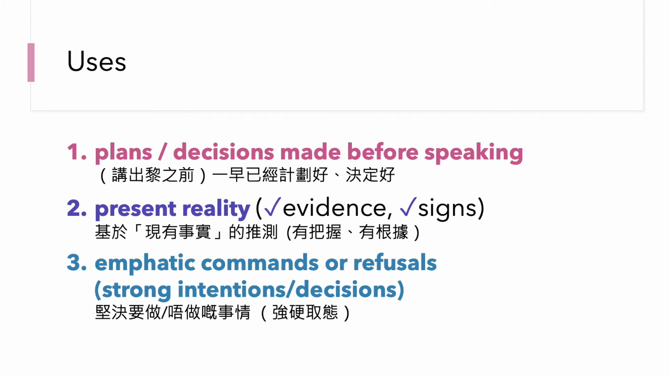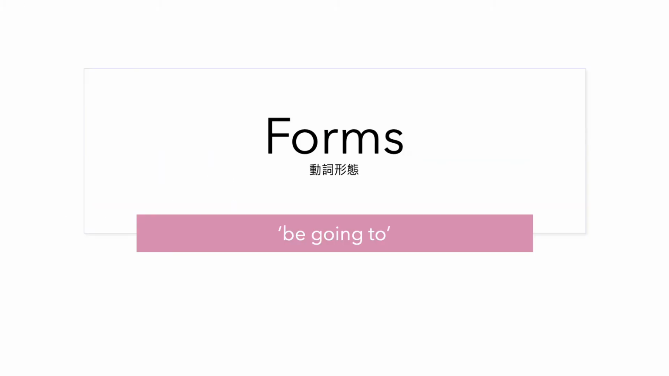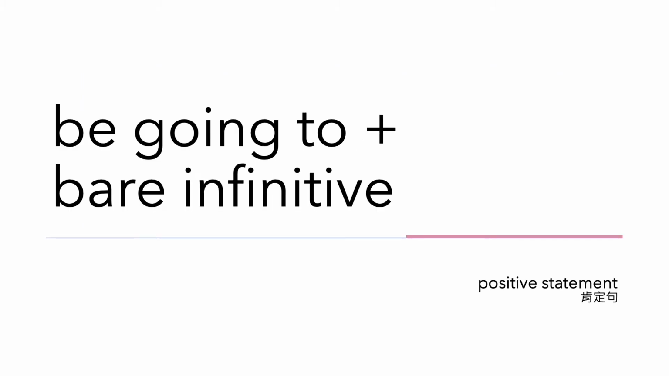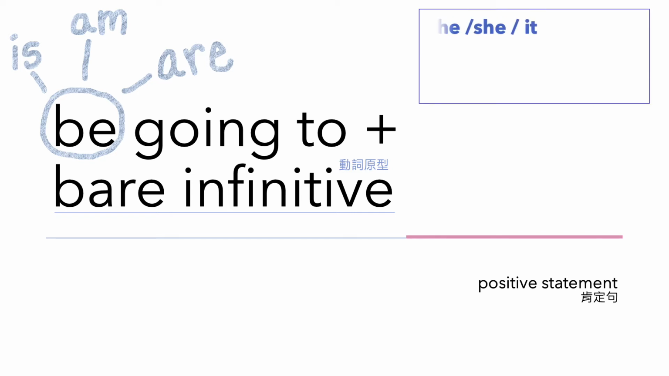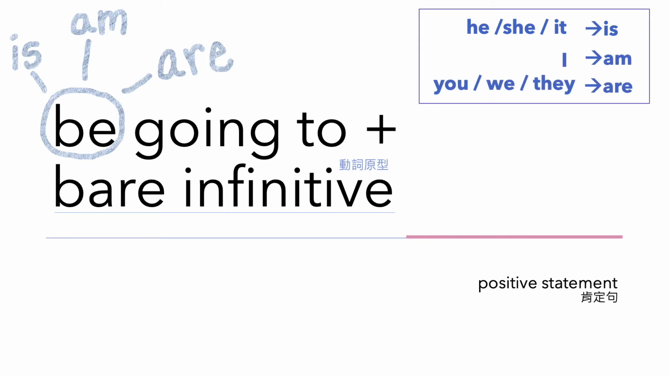So these are the uses of be going to. Let's look at the forms of writing be going to sentences. First, let's talk about positive statement. You will need be going to plus a bare infinitive. Bare infinitive is the base form of the verb, and you need to change be into is, am, or are. I know you know how to use them, but let's do a quick revision. So when you see he, she, it, you use is. I am. You, we, they, are.